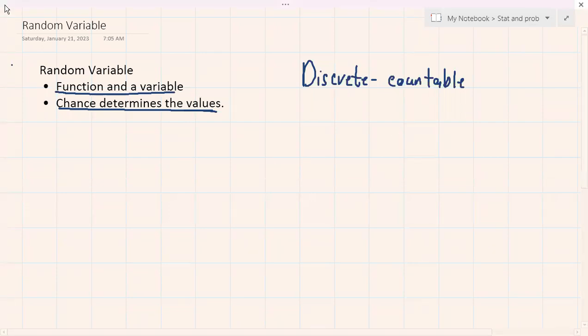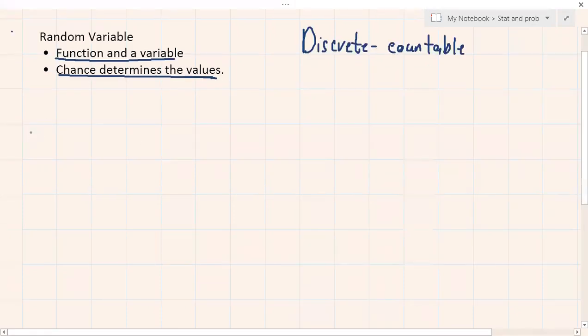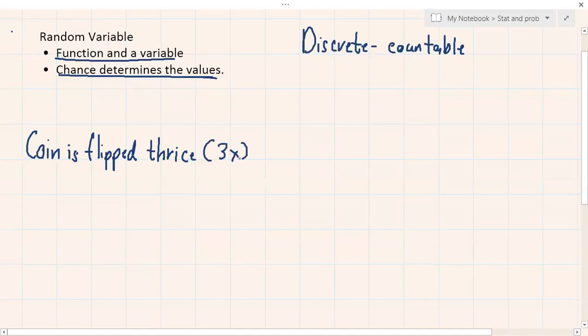Okay, so let's just say I have another question. Let's just say I have a coin. The coin is flipped thrice. Basically, the coin is flipped 3 times. Parang 3 times mo siya na-flip.